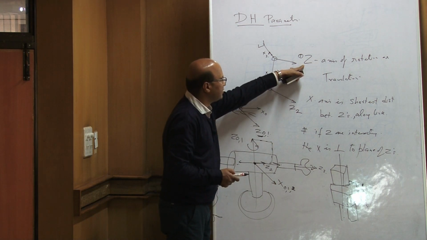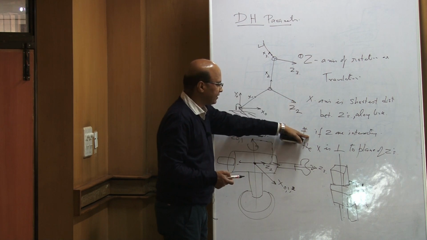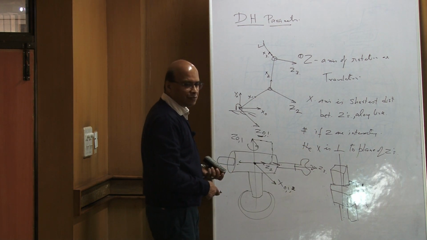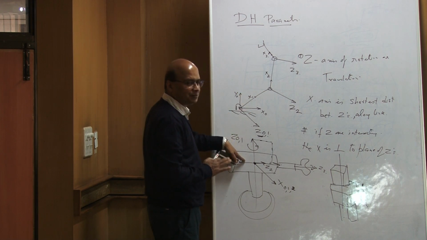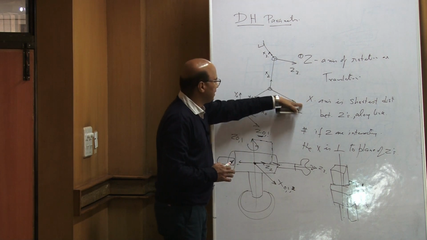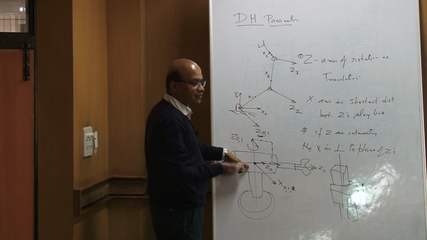Right? So there are only two conditions. Z is the axis of translation or rotation. X is the shortest distance. If the Z's are intersecting, then X is perpendicular to the plane of Z. That's all. So only two conditions are there. Okay. So it will fall in either of them. Okay. So we assign our Z-axis and our X-axis like this. This is for a revolute system. This is for a revolute and translating system.